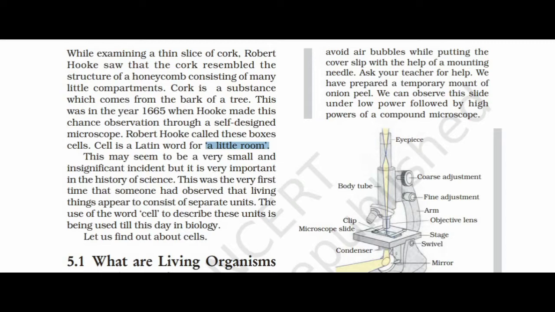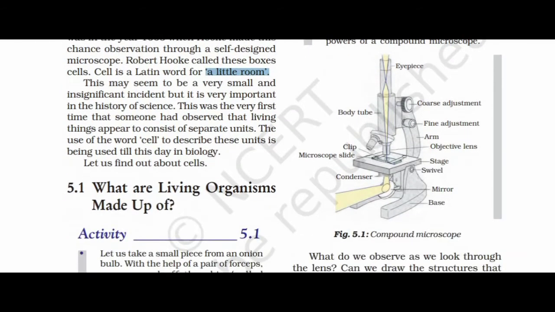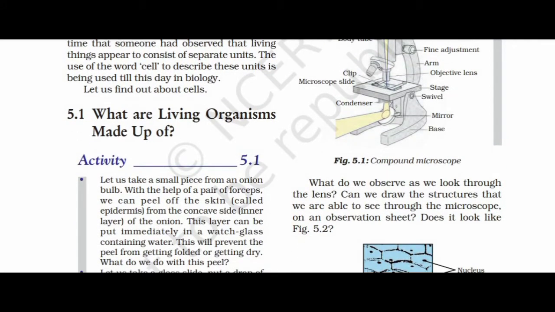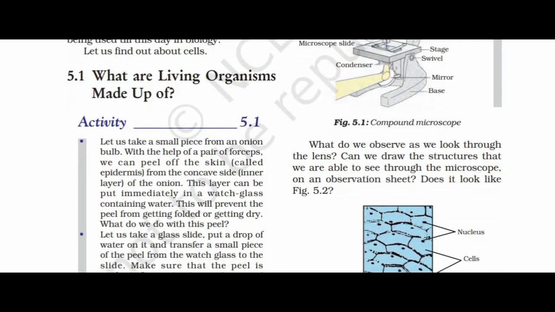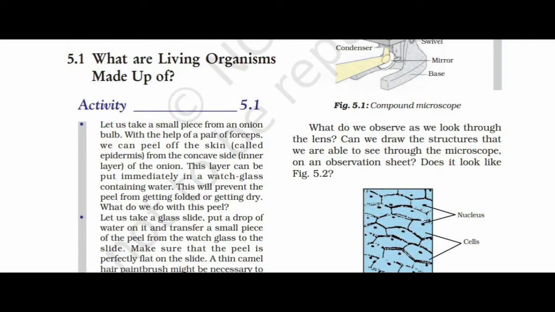Let us find out about cells. What are living organisms made up of? Let us take a small piece from an onion bulb. With the help of a pair of forceps, we can peel off the skin called epidermis from the concave side inner layer of the onion. This layer can be put immediately in a watch glass containing water. This will prevent the peel from getting folded or getting dry.